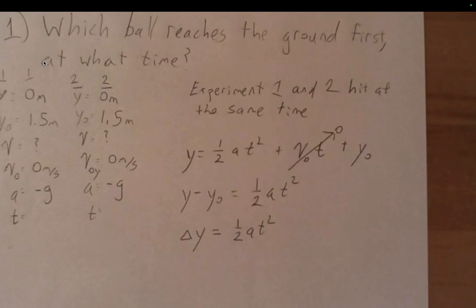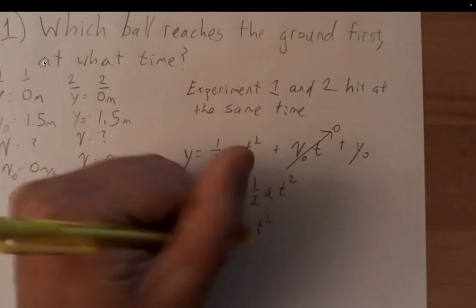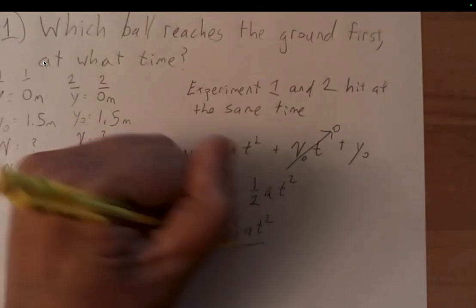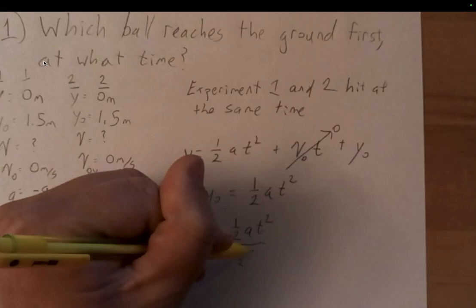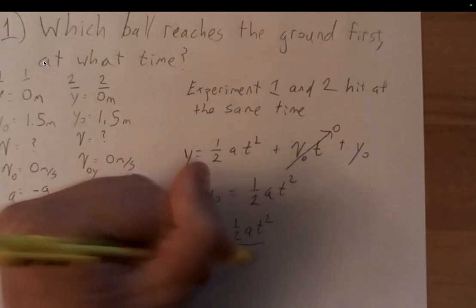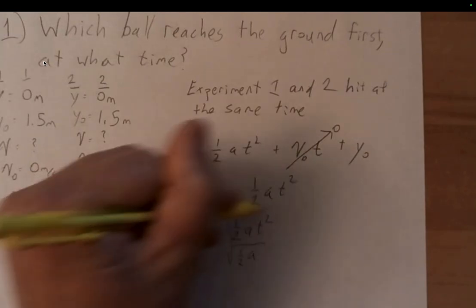So if we solve for the t, divide by the 1/2, which is multiplying by 2, divide by the acceleration, and then we can square root.